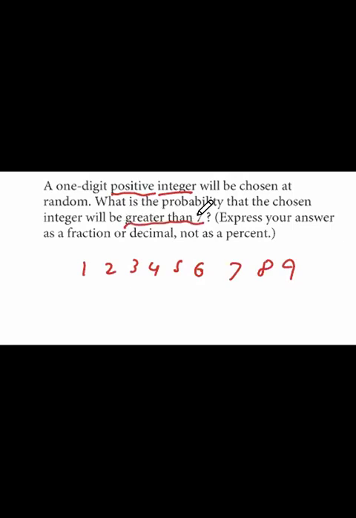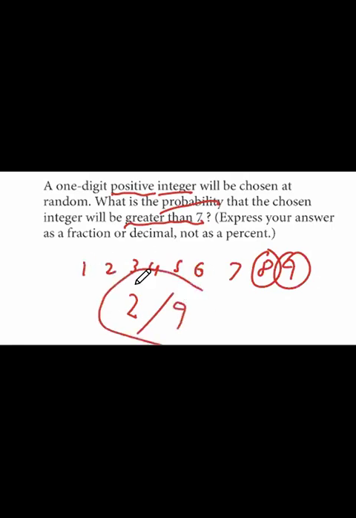So we can't include 7, we have to be greater than 7. So that's 8 and 9. So probability means over the total, so that's 2 over the total, which is 9. So 2 over 9 is the answer.